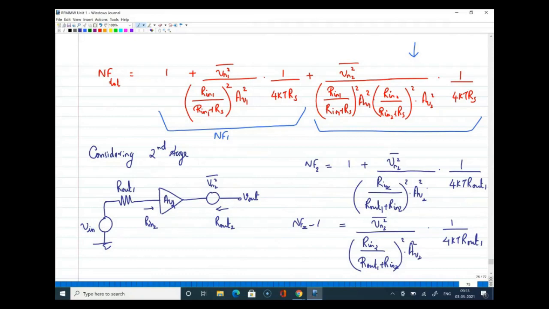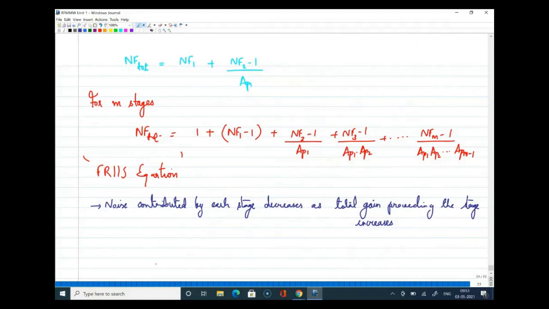For that, separately, we looked at the second stage, wrote the noise figure, and then plugged back into the same expression. And then I just wrote that the denominator term is AP1, and I'll tell you how this denominator term is AP1 because that is another small derivation. I don't want to bring in that derivation along with this one. Now, for M stages, I can write it in this form, and this is the expression we use to find the noise figure of many stages when we have such a case. I hope this is clear.